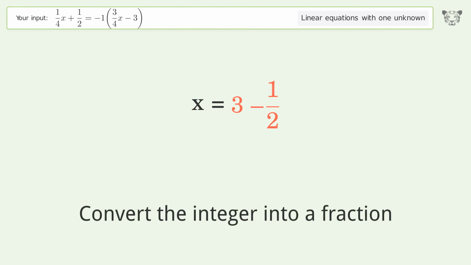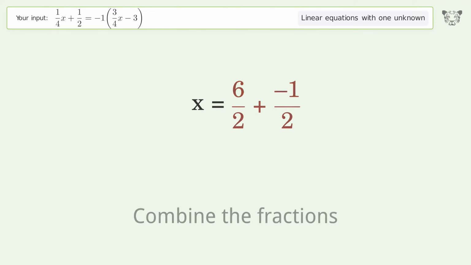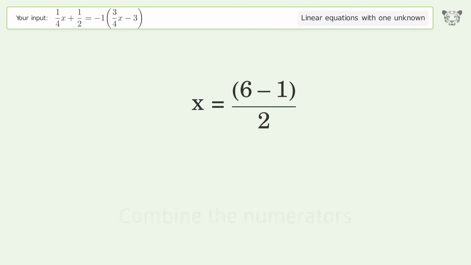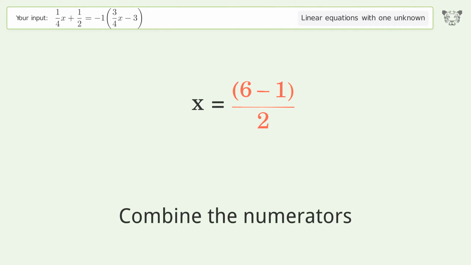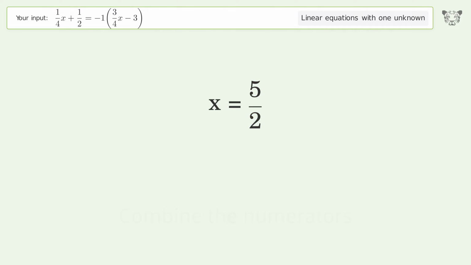Convert the integer into a fraction. Combine the fractions. Combine the numerators. And so the final result is x equals 5/2.